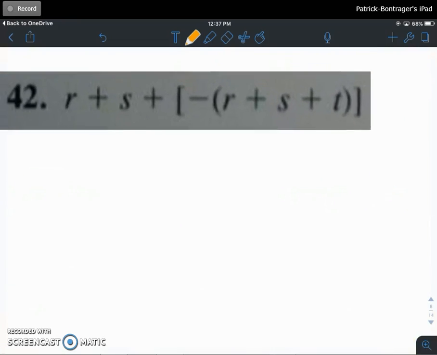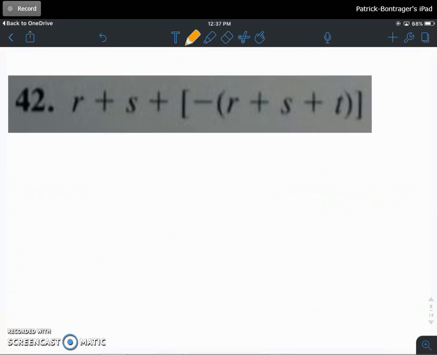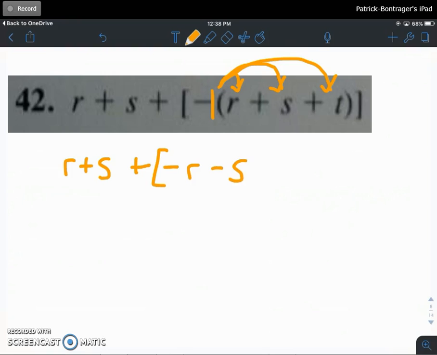Alright. If I have a negative 1 in front of parentheses, I need to distribute the negative 1. We're going to talk more about this later. So if you struggle with this problem, that's okay. So I got R plus S plus negative 1 times R is negative R. Negative 1 times S is negative S.